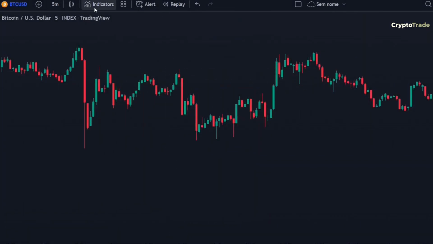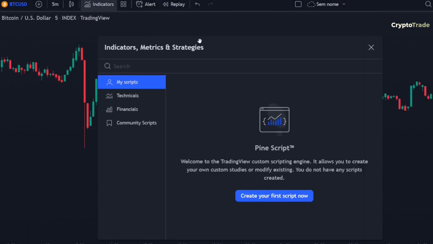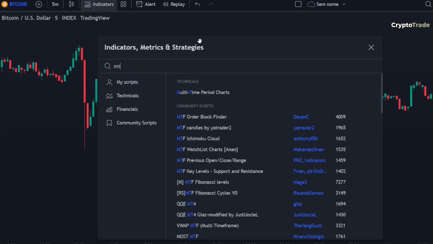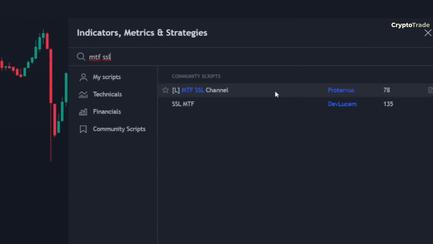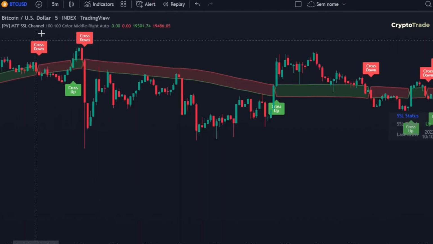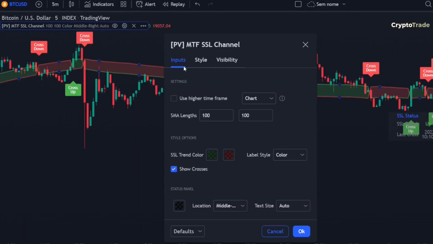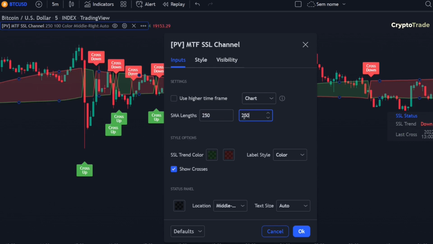To add the first indicator to the chart, open the indicator search bar in Tradingview and type MTF SSL. Select this indicator as shown here in the video. Click on Settings and in the Inputs tab, change the SMA lengths from 100 to 250. In the Style tab, unselect Tables checkbox.